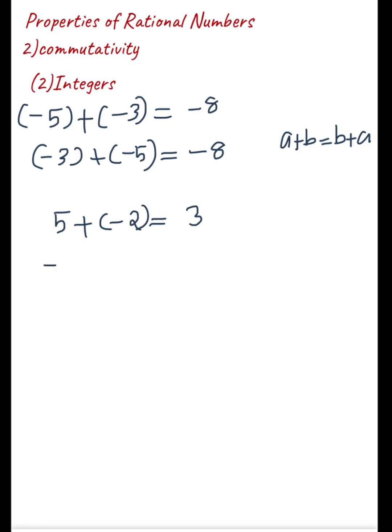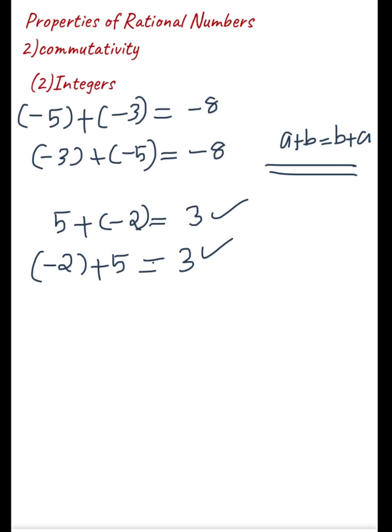Now let's change the order, that is minus 2 plus 5. What is minus 2 plus 5? Again, here you have to do the subtraction and put the sign of the bigger number. So the answer will be 3. So both are equal, that is A plus B is equal to B plus A here. That means you can say that addition is commutative for integers.